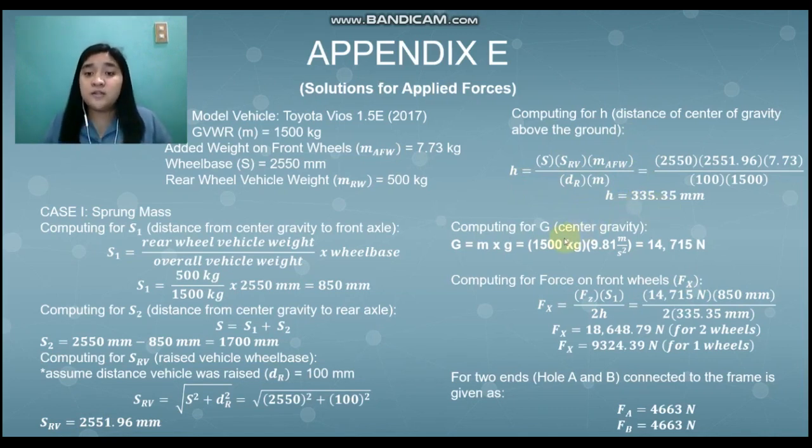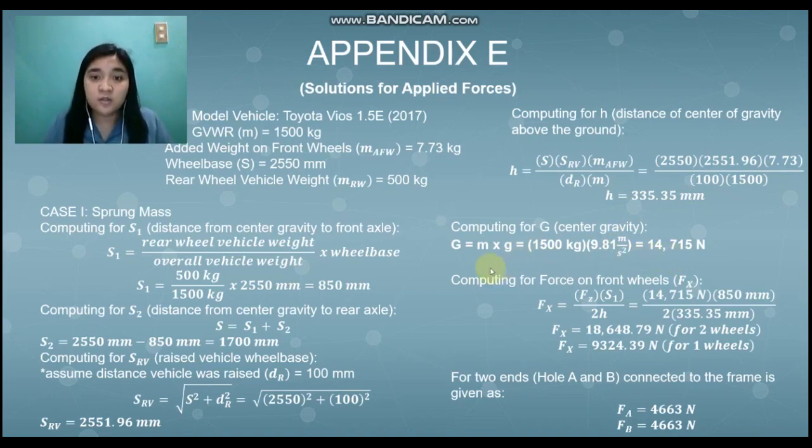Now computing for the center of gravity force, since we already have the mass, which is the GVWR, we'll only need to multiply it by the gravity, which is 9.81 meters per second squared, which is 14,715 newtons for our center of gravity.